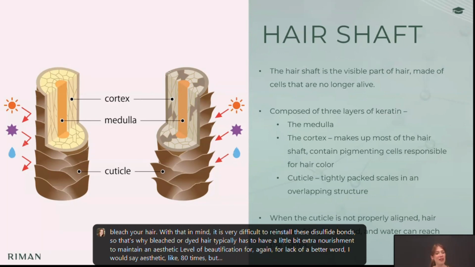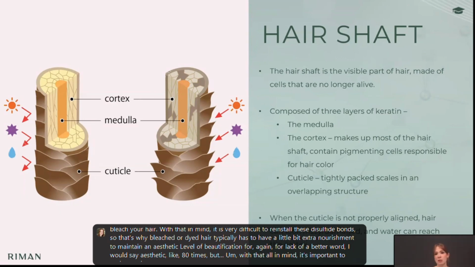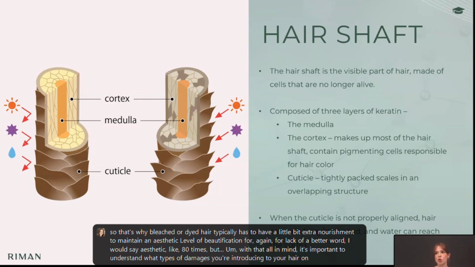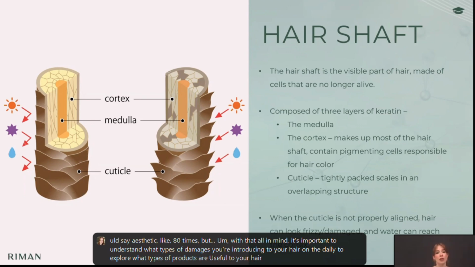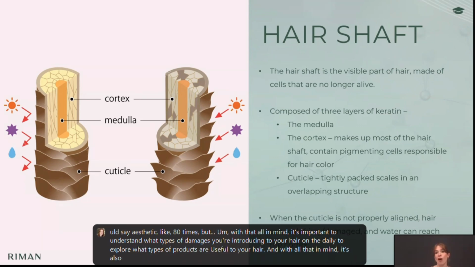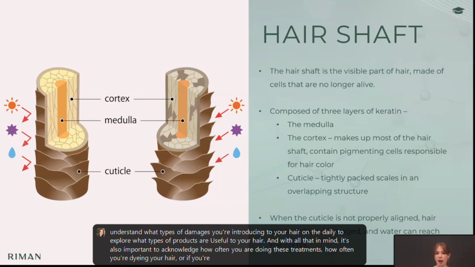But with that all in mind, it's important to understand what types of damage you're introducing to your hair on the daily to explore what types of products are useful to your hair. And with all that in mind, it's also important to acknowledge how often you are doing these treatments, how often you're dyeing your hair, or if you're straightening or curling your hair every day.